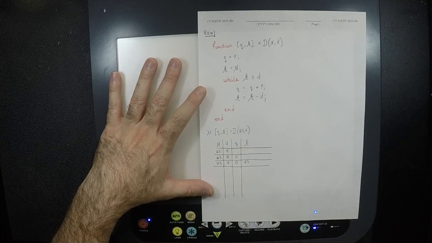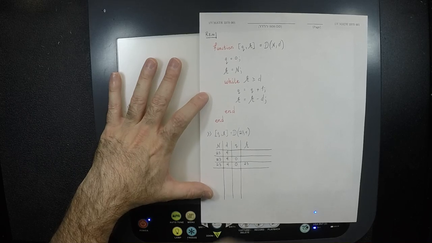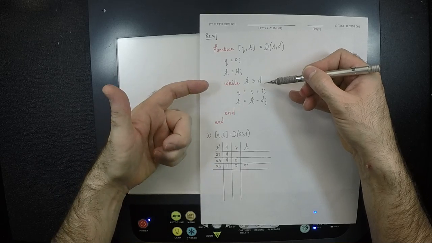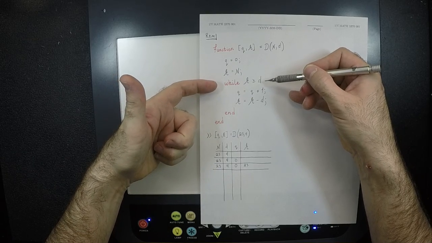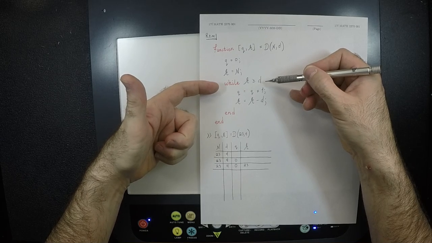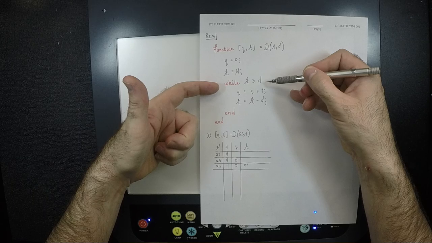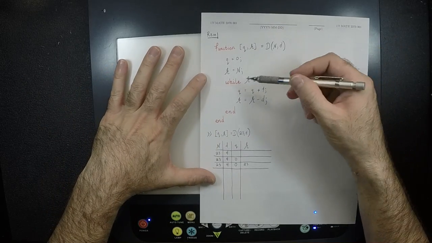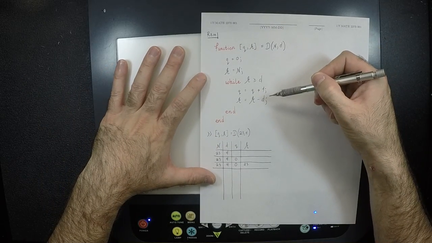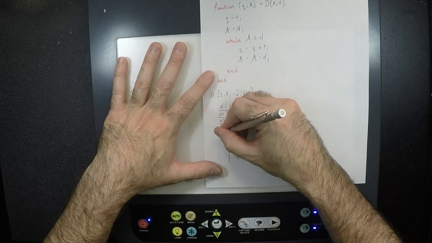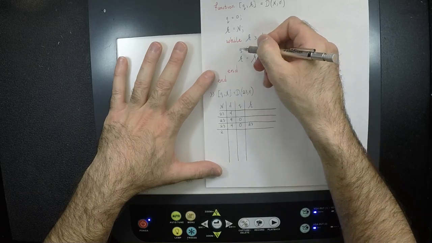Okay, then what? Then we ask ourselves a question. At the present time, is it the case that R is greater than or equal to D? Yes, it is the case, right? Because what's the present value of R? 23, and what is the present value of D? 4. So that is true. As a result, we will enter the loop body, and we're going to execute that line.